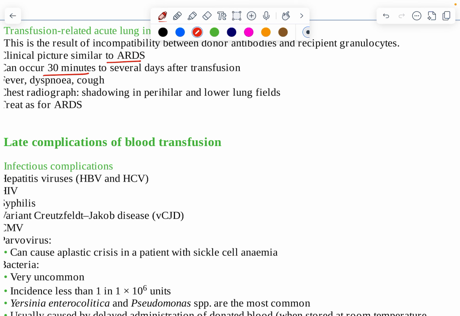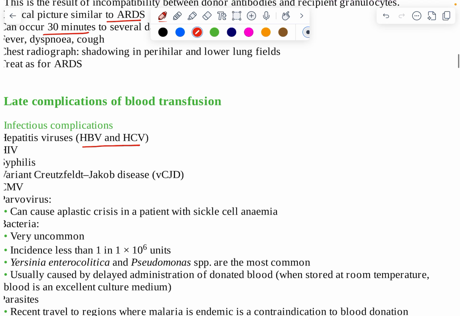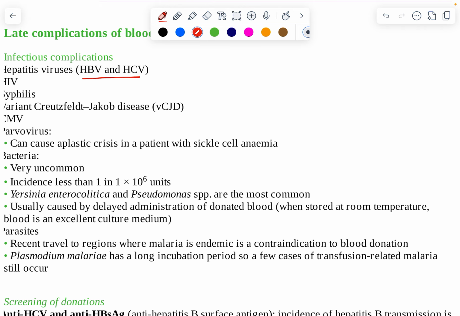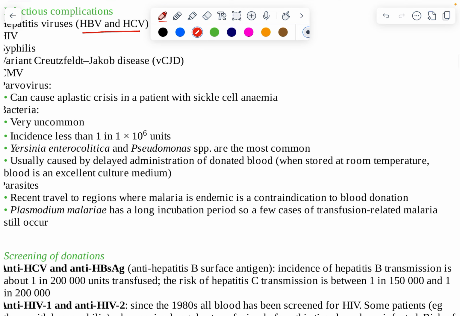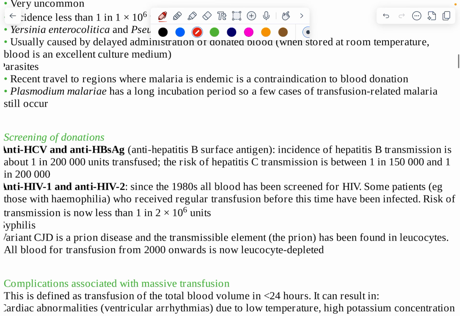Late complications are infections, which may be due to hepatitis B and C. It can cause aplastic crisis, Yersinia, and others, so donations are screened, including anti-HCV and anti-HBc. Hepatitis B transmission is 1 in 20,000 units, and others 1 in 200,000 and 1 in 150,000.